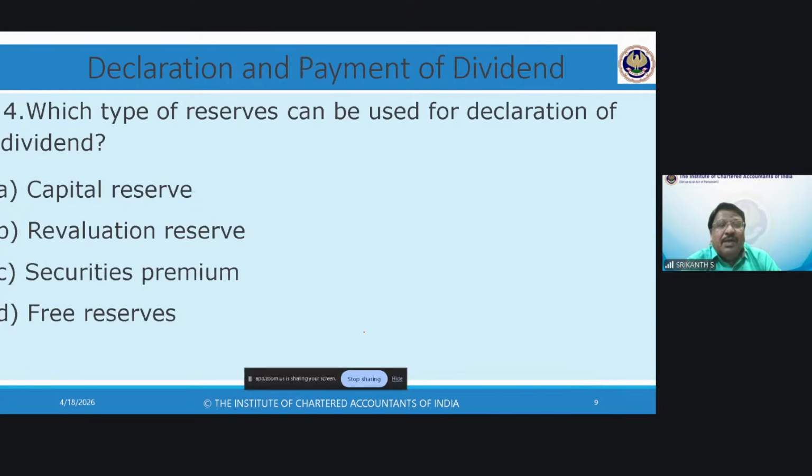SEBI did not prohibit at that time. Later, SEBI woke up and they put a prohibition there straight away in the LODR. They said very clearly that the promoter's quota cannot come out of revaluation reserve. Anyway, these are all practical stories. Now you might think it is not relevant, but you cannot say it's not relevant from an exam point of view. It will add to your depth.